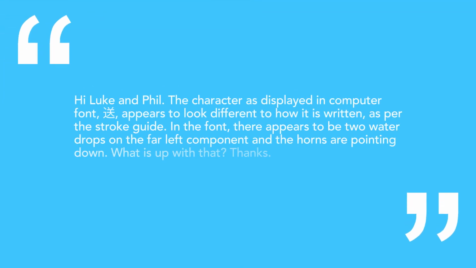Alfred Hong on Make a Movie for Song. He says, hi, Luke and Phil. The character as displayed in the computer font, Song, appears to look different to how it is written as per the stroke order guide. In the front, there appears to be 2 water drops on the far left component, and the horns are pointing down. What's up with that? Thanks.